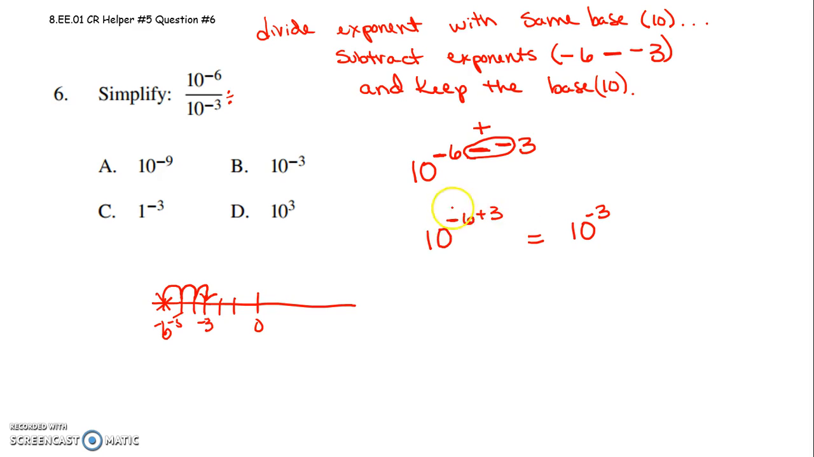So I think they're just testing out, if you have a similar one on yours, which you should, they're testing out minus a negative, that becomes plus, negative 6 plus 3. You have to know that that ends up to be a negative 3. So that's 10 to the negative 3 power. I hope that helps. Dividing, keep the base, subtract the exponents.